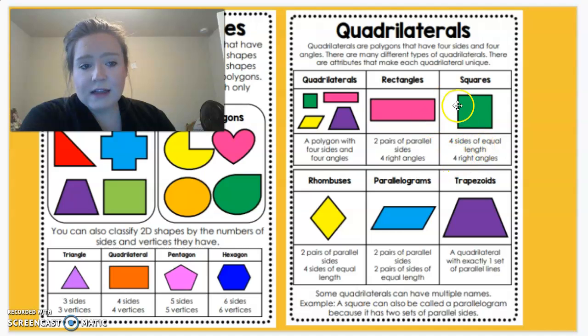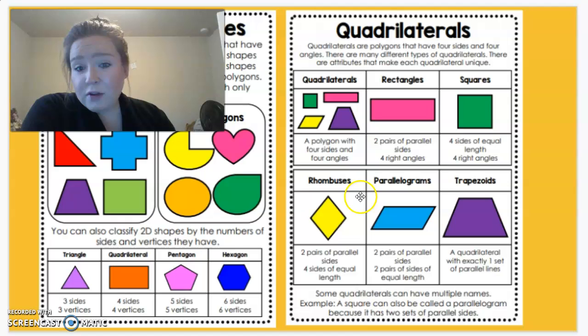Every single length of the side of a square is the same, and it has four right angles. So again, if you took your piece of paper and lined it up in the corner of this square, it would line up perfectly.